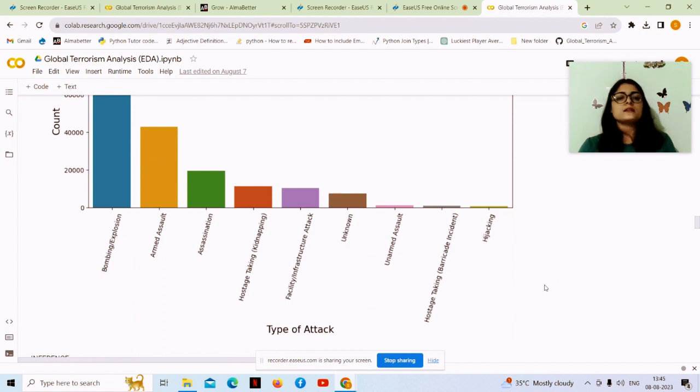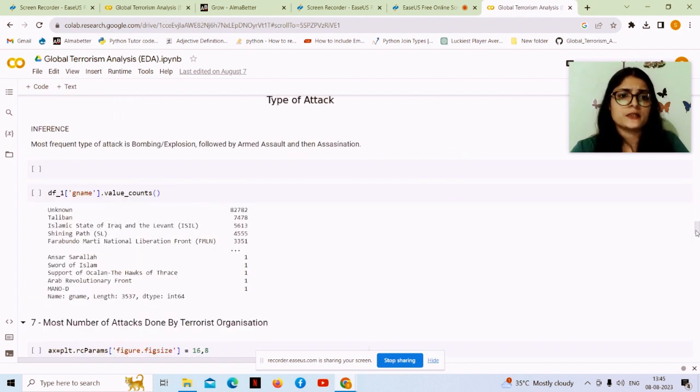The most frequent types of attacks are, first, bombing or explosion, then armed assault, and then assassination. At last come hostage taking, barricade incident, and hijacking, which are the least frequent. Bombing or explosion, armed assault, and assassination are the most frequent types of attack carried out by terrorists.